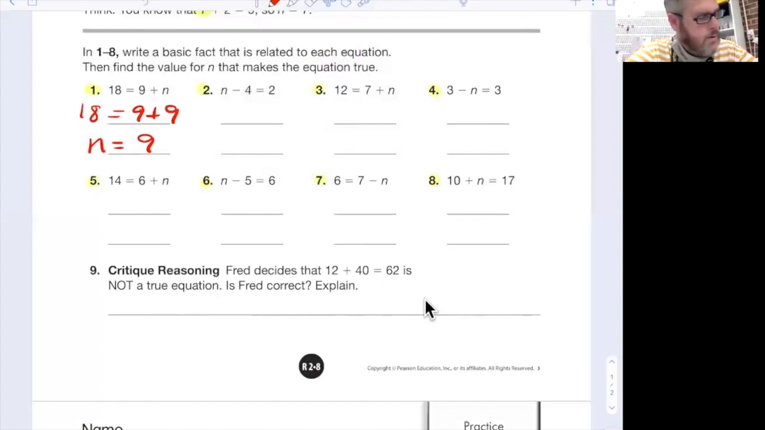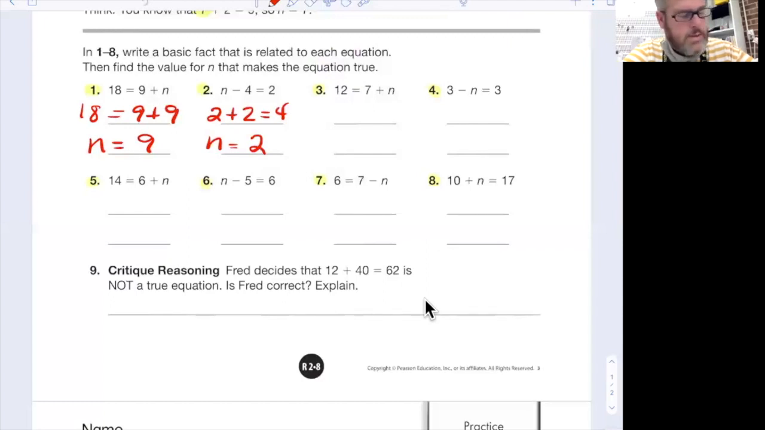Number 2, n minus 4 equals 2. How can we make that 2 equal 4? 2 plus 2. 2 plus 2 equals 4. So n equals 2. Now the last 2 numbers were the same number repeated. They were a doubles fact. They're not all going to be that easy. We're going to do another one.